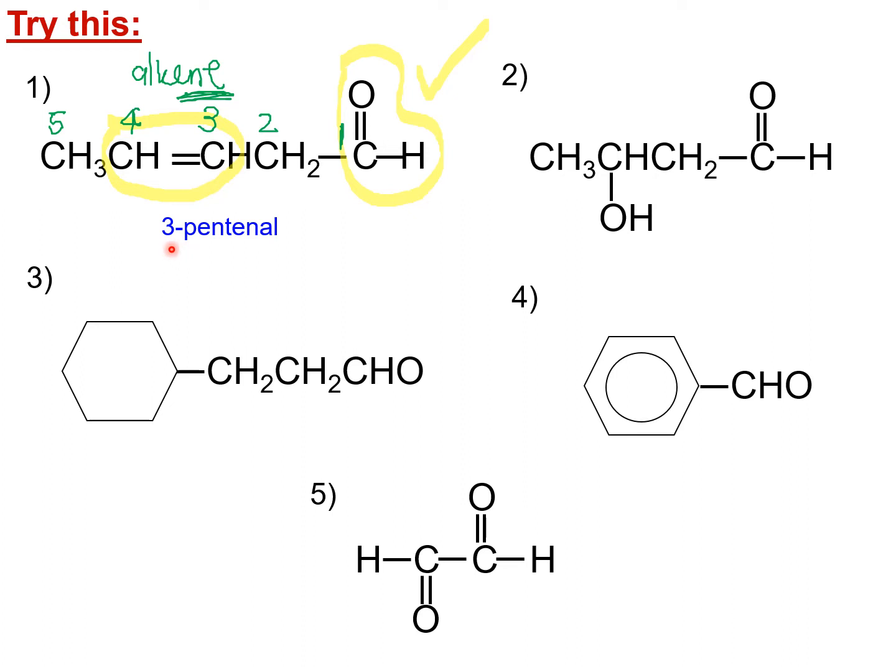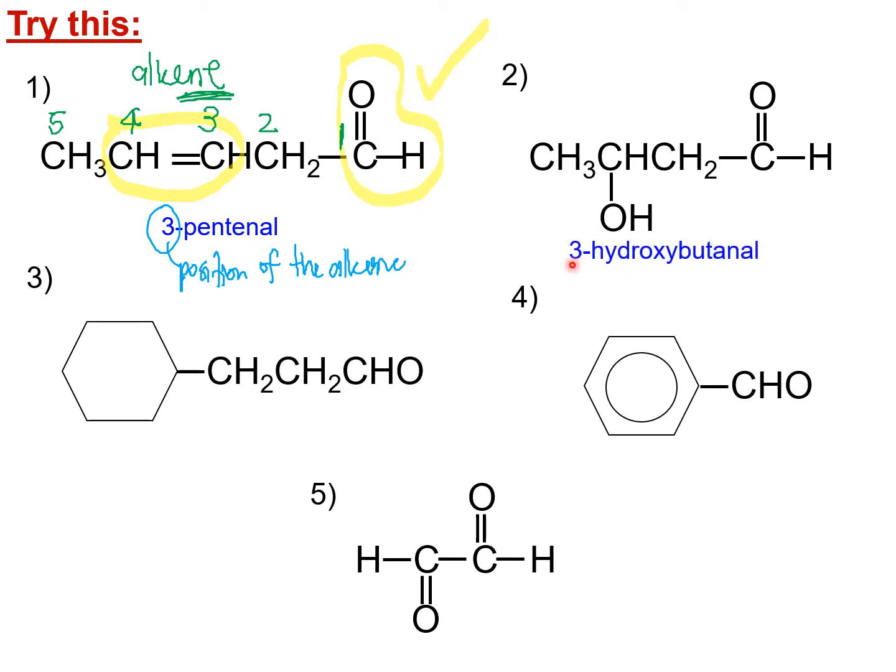So this number 3 refers to the position of the double bond, the position of the alkene. So that's how you name it according to the IUPAC nomenclature, 3-pentanal. Okay, so let's look at this example number 2.